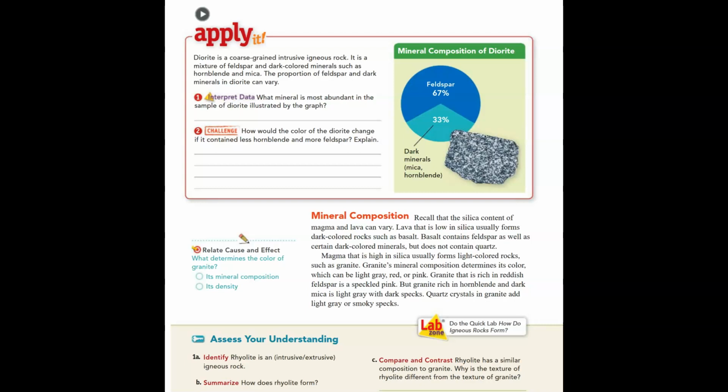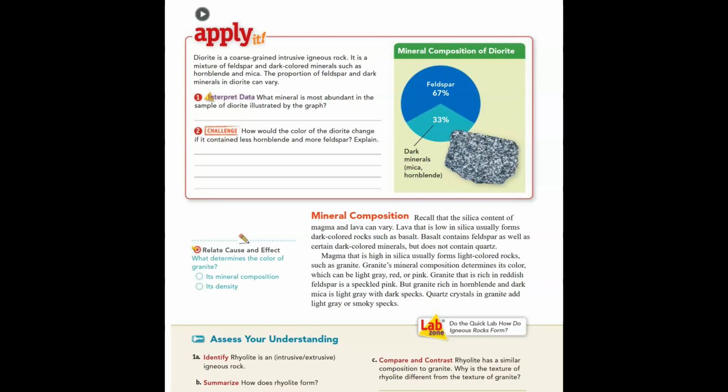So at the top we have Apply It. Diorite is a coarse-grained, intrusive igneous rock. It is a mixture of feldspar and dark-colored minerals such as hornblende and mica. The proportion of feldspar and dark minerals in diorites can vary. So in this picture here, we have one example of diorite, but there are many different kinds.